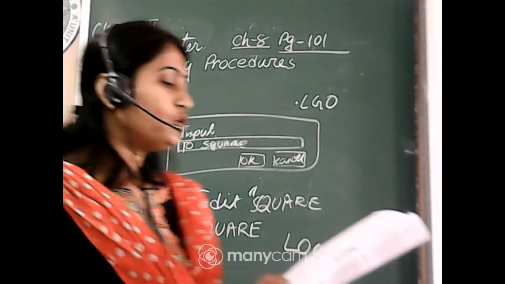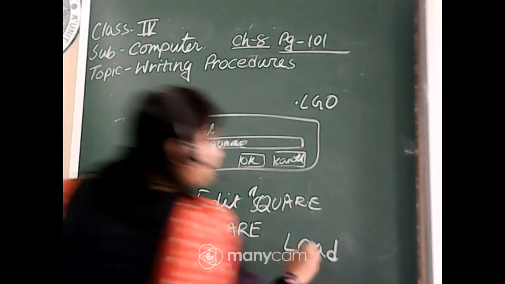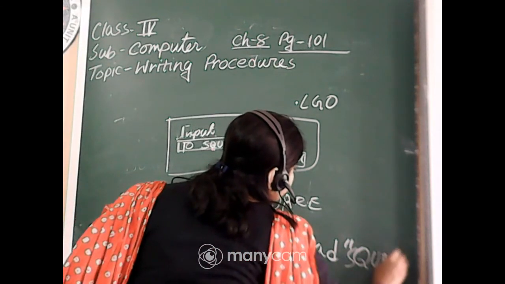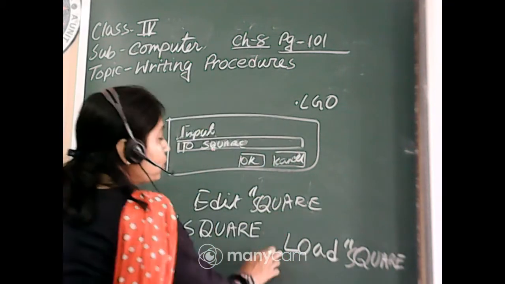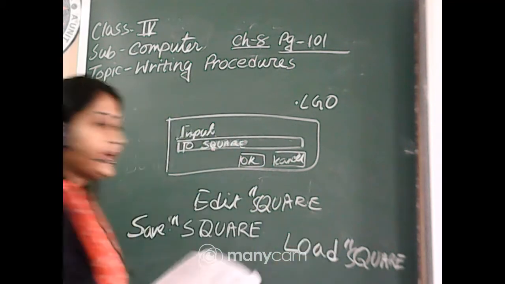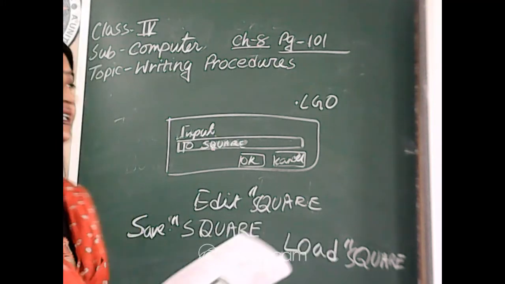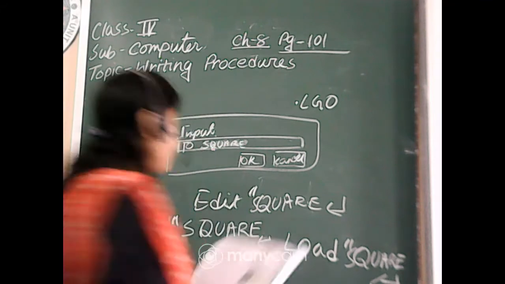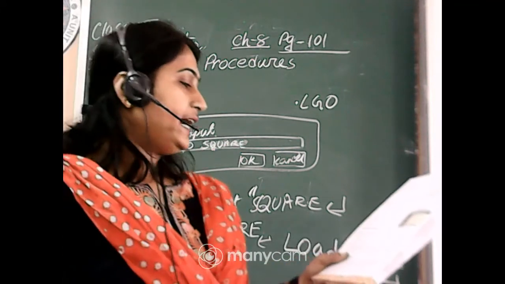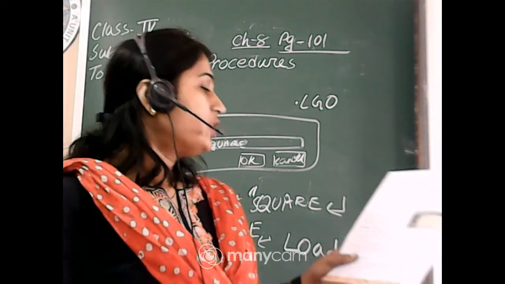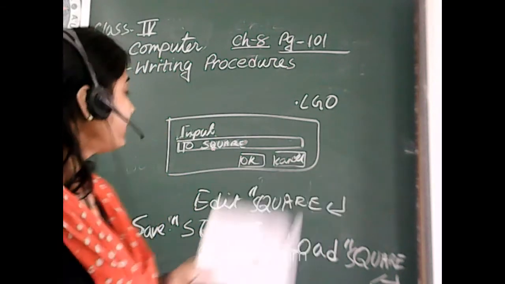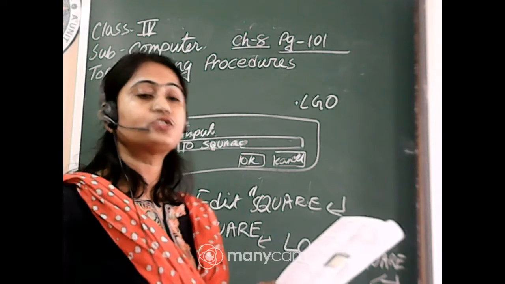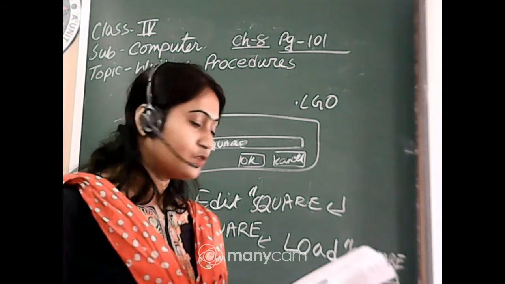Type load and the procedure name: load, then procedure name, square, obviously in a double quote. Load space double quote square, and then obviously press the enter key. Always you have to press the enter key. This is one way, using the load command.